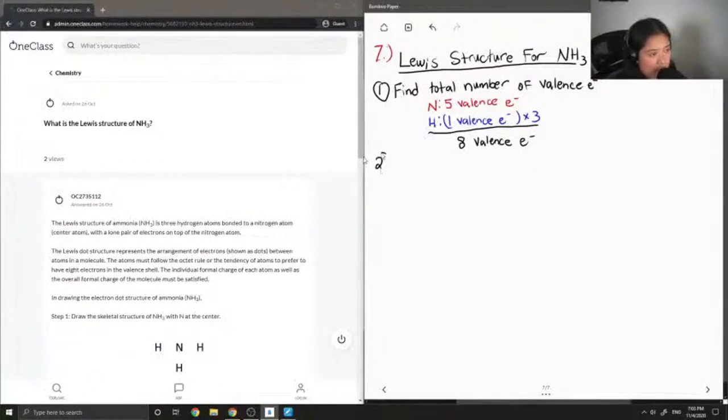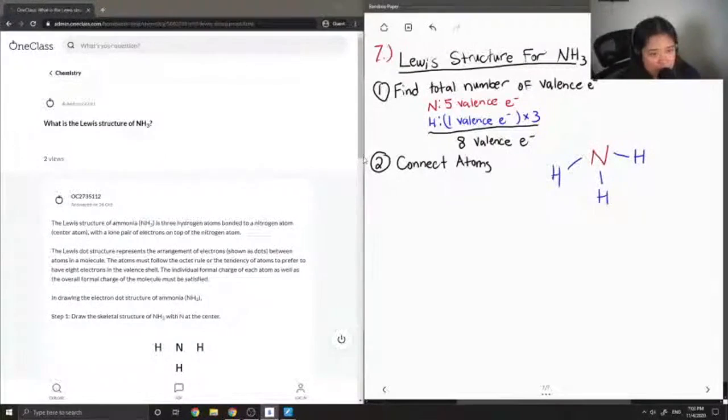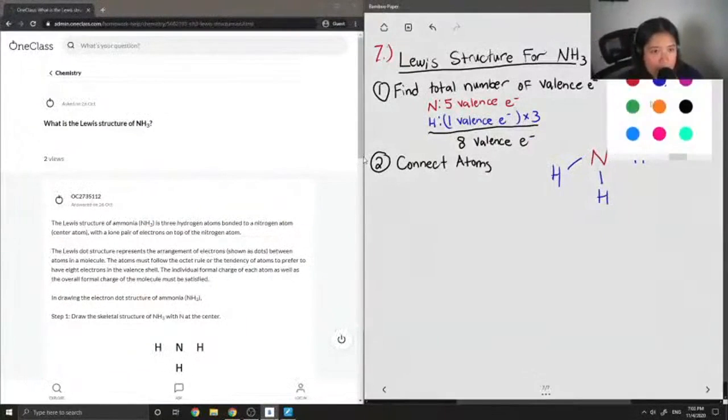Okay, so step 2 is just to connect atoms. So since we're given NH3, on the right here, I'm just going to draw my nitrogen. And then I'm going to draw out my 3 hydrogens. And you'll also notice that there is a single bond between all of them.